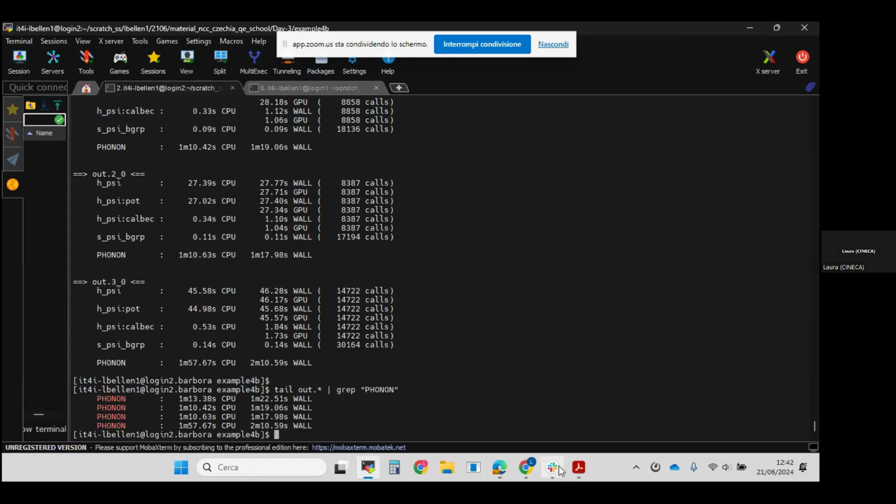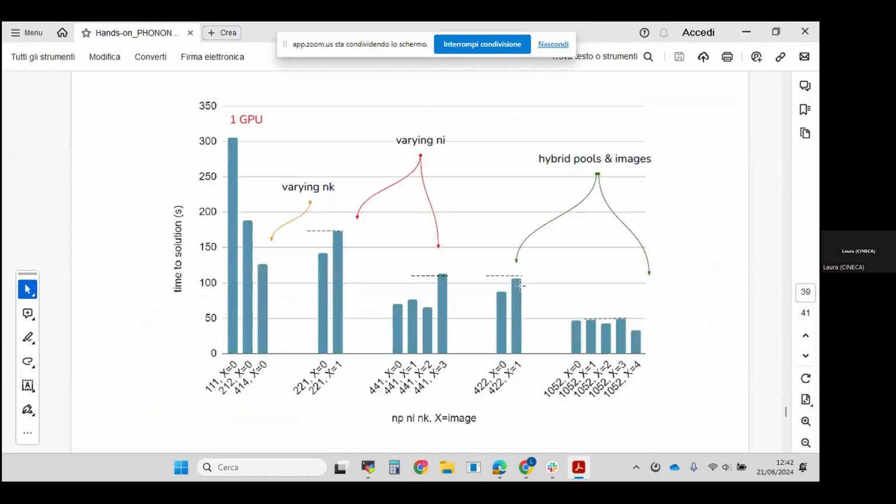So this is important, because this is the time taken by the different images according to different parameter configurations, where we are distributing with a different number of images and pools. And you can see that in some configurations, even if some images take less time to finish their calculation, the slowest image is the one that determines the total time. So eventually, you need to balance the number of pools and images in order to achieve the best configuration with the lowest time to solution.